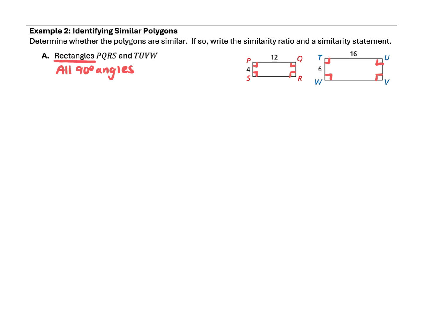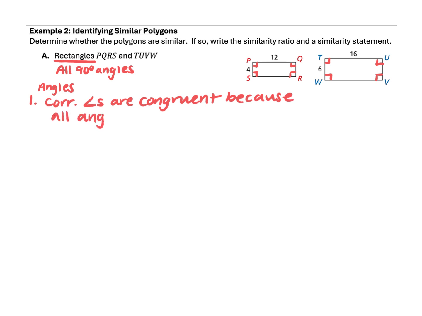So for criteria number 1, where we look at the angles, corresponding angles are congruent because all angles are right angles. And right angles are congruent to other right angles. So that establishes criteria number 1.